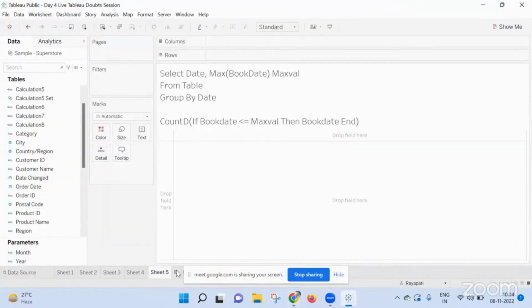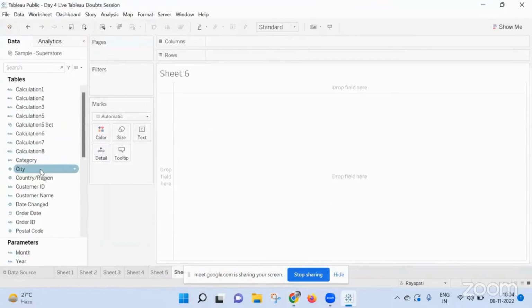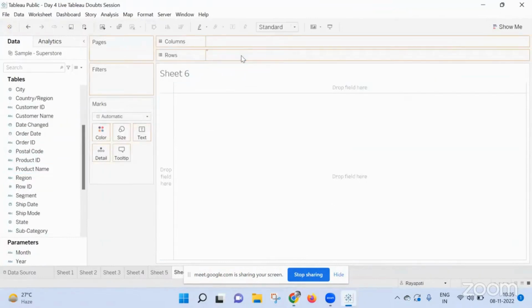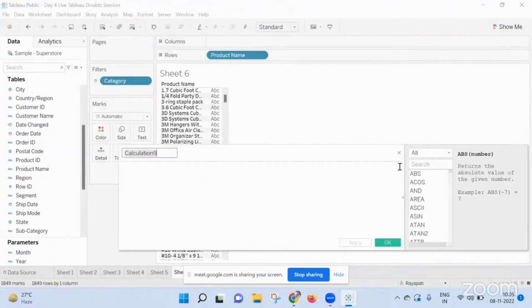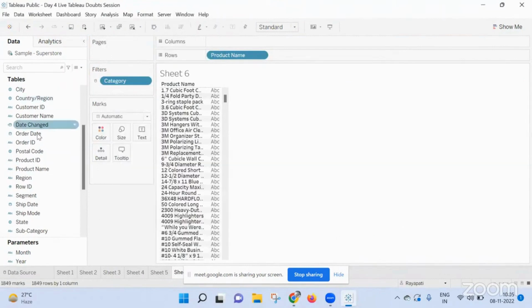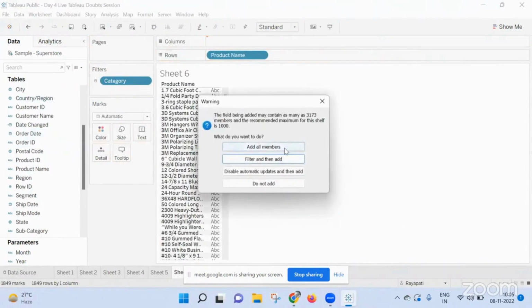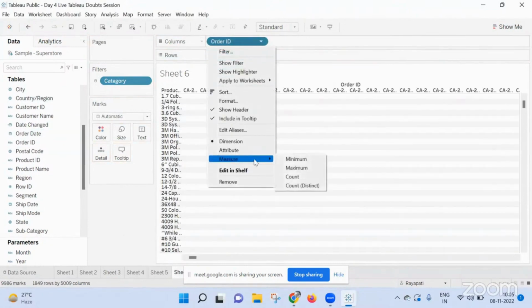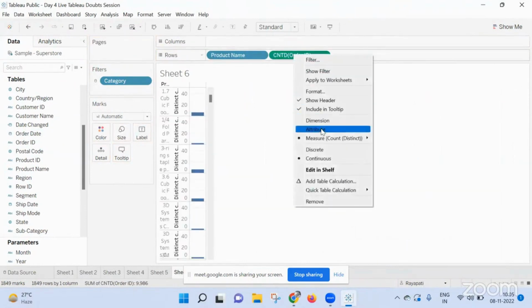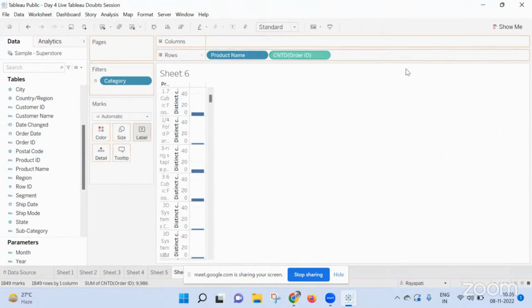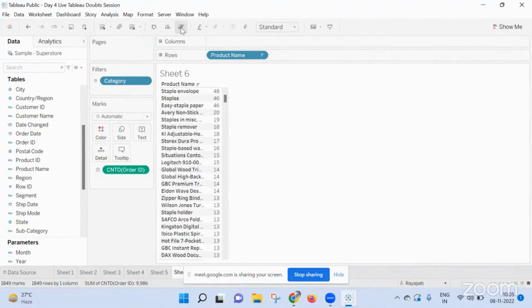Okay, for that, I'm bringing my product name in here, right? And then I'm writing my calculation, I don't even need this. I'm bringing my order ID. I'm taking a constant. Let me put it here. Now these two are the ones that got the max, right? How do we find that?